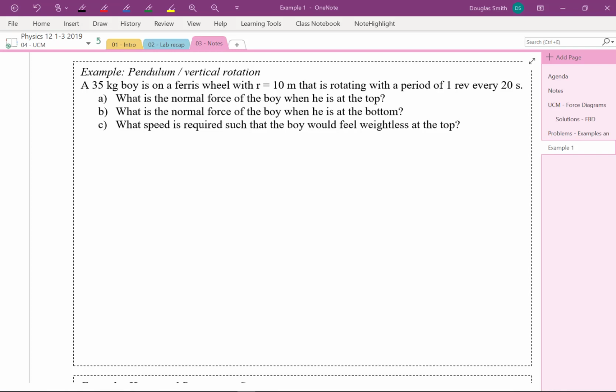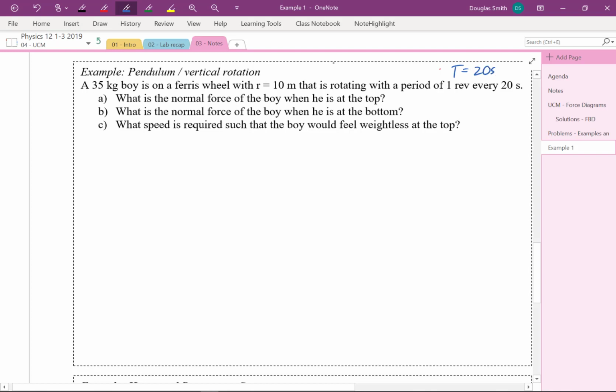Okay, we'll do another example here. This is a vertical rotation. This one is where the force diagrams are super important. So we have a 35 kilogram boy on a Ferris wheel, radius 10 meters, and it's rotating with a period of 1 revolution every 20 seconds. So the period is 20 seconds.